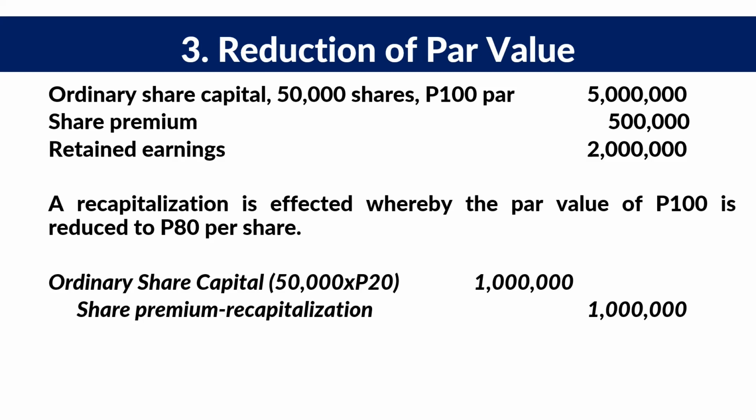Since that is what they want to happen, to reduce from 100 to just 80 pesos per share, how do we account for that? So we just debit the ordinary share capital, 50,000 times 20, the reduced amount from 100 minus 80. So the deducted amount, which is 20 pesos per share, is what we use to debit ordinary share capital, and then transfer it to share premium, recapitalization.